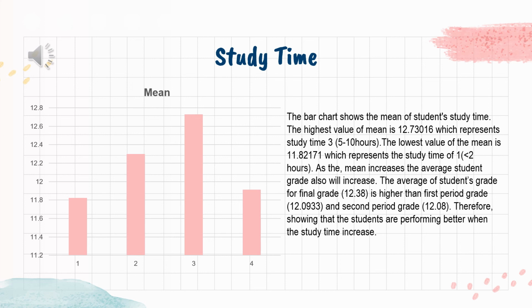As the mean increases, the average student grade also increases. The average of students' final grade is 12.38, which is higher than the first period grade 12.0933 and also the second period grade 12.08. Therefore, this shows that the students are performing better when the study time increases.